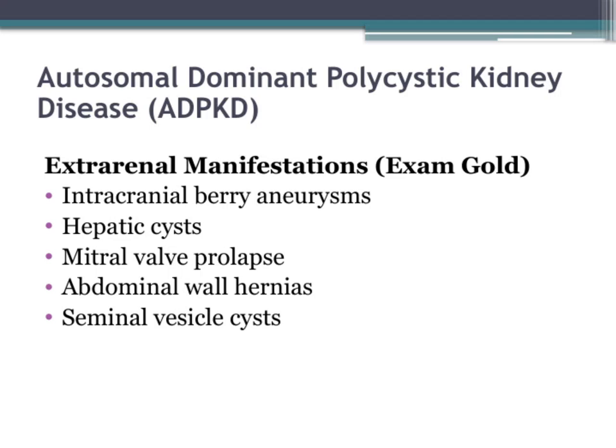Now, let's talk about some extrarenal manifestations that are important to recognize in autosomal dominant polycystic kidney disease, or ADPKD. These manifestations can affect various organs beyond the kidneys and are crucial for a comprehensive understanding of the disease. First, intracranial berry aneurysms are a significant concern because they can rupture and cause subarachnoid hemorrhage, which is a medical emergency.